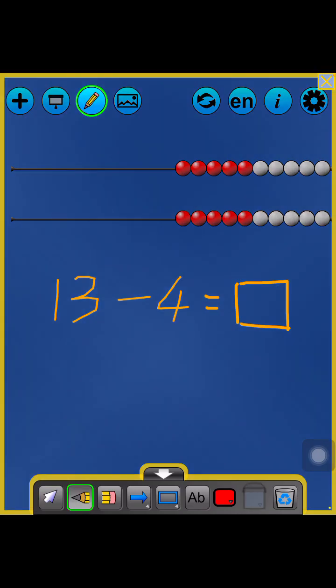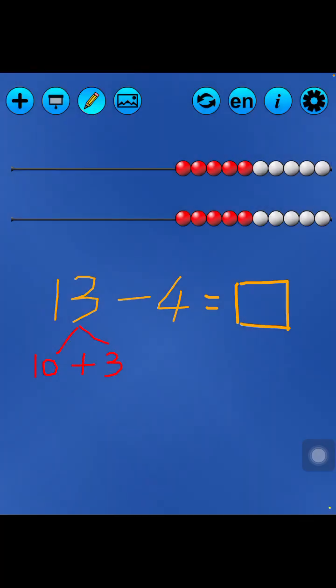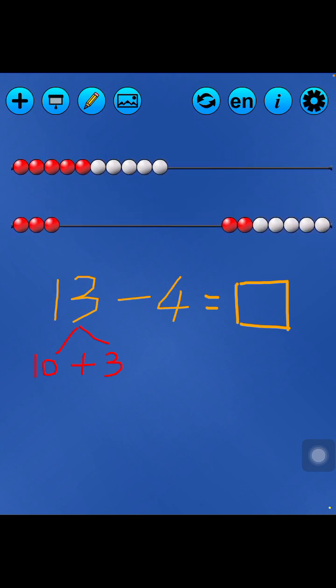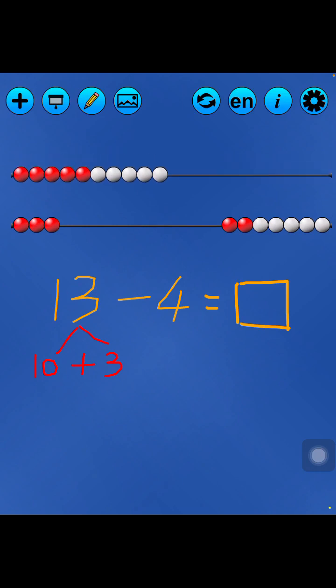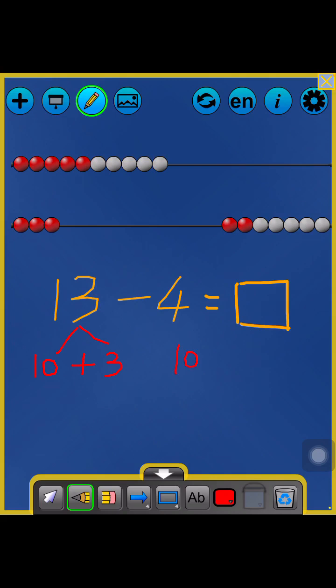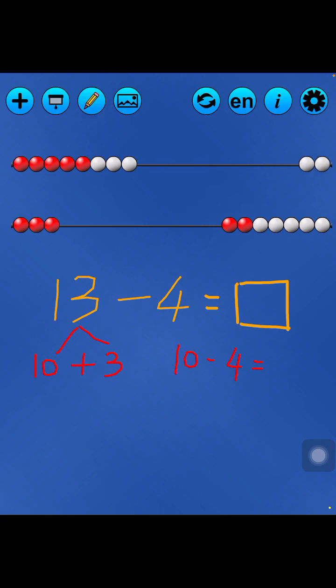Again, we split 13 into 10 and 3. So we move 13 bits to the left, 10 plus 3. And now we need to take away 4 bits. So which row should we choose? First row or the second row? Yes, we should choose the first row. And in the first row there are 10 bits in total, and we take away 4 bits. So let's see how many bits are left.